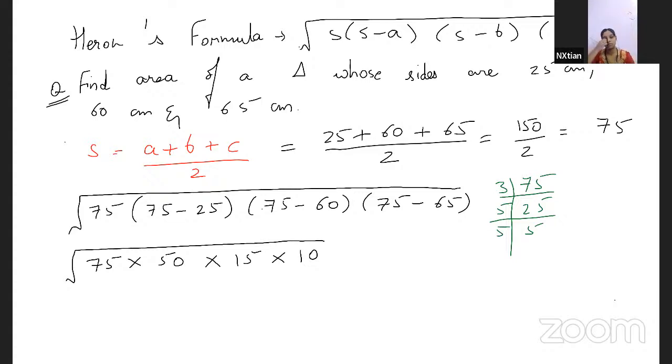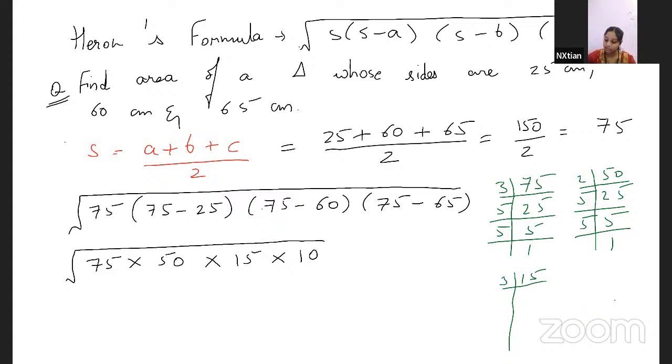So I have the factors of 75. Now let's take the factors of 50. 2 into 25, 5 into 5 is 25, 5 into 5 is 5. Okay, 50 is done. Now let's do 15. 3 into 5 is 15. 5 into 5 is 5. Then let's do 10. 2 into 5 is 10. 5. Okay. So we have all the factors.